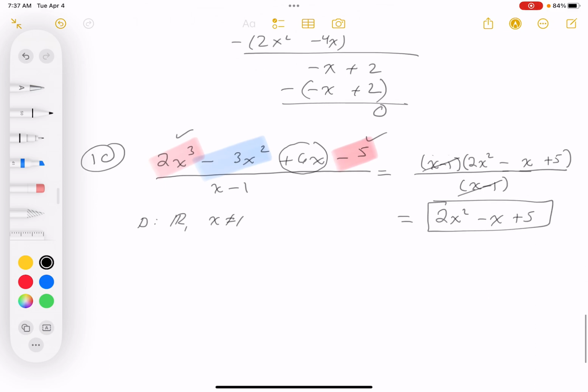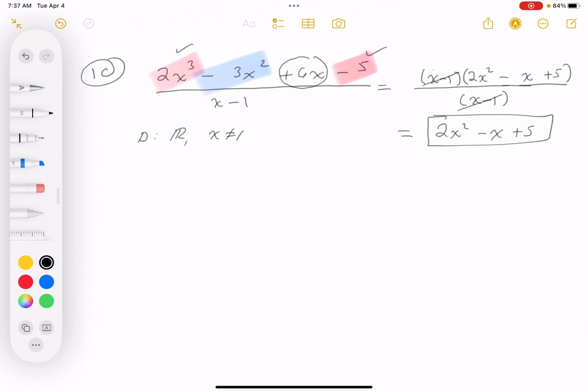I still want to do the long division for you. All right, let's do that. I actually find it easier to do. X minus 1. And what do you get? 2x cubed minus 3x squared plus 6x minus 5.